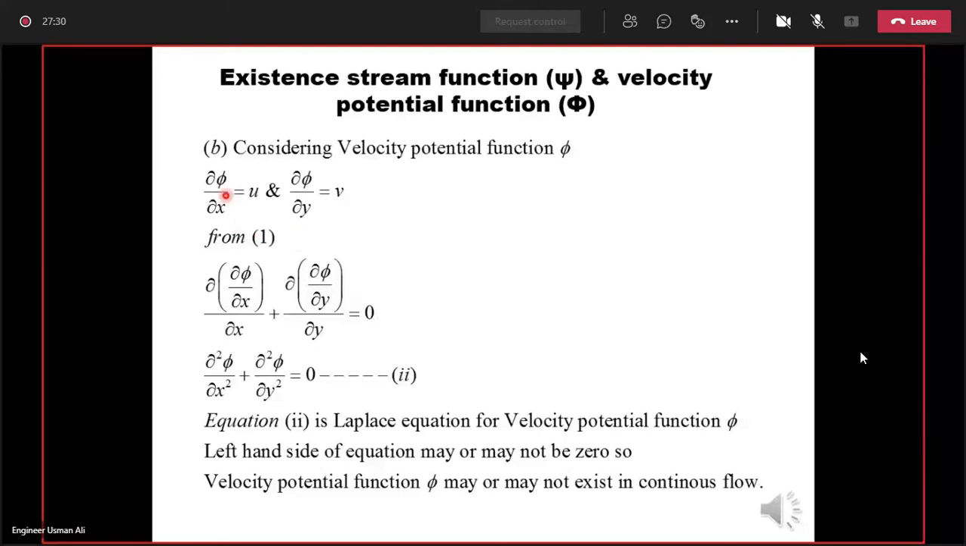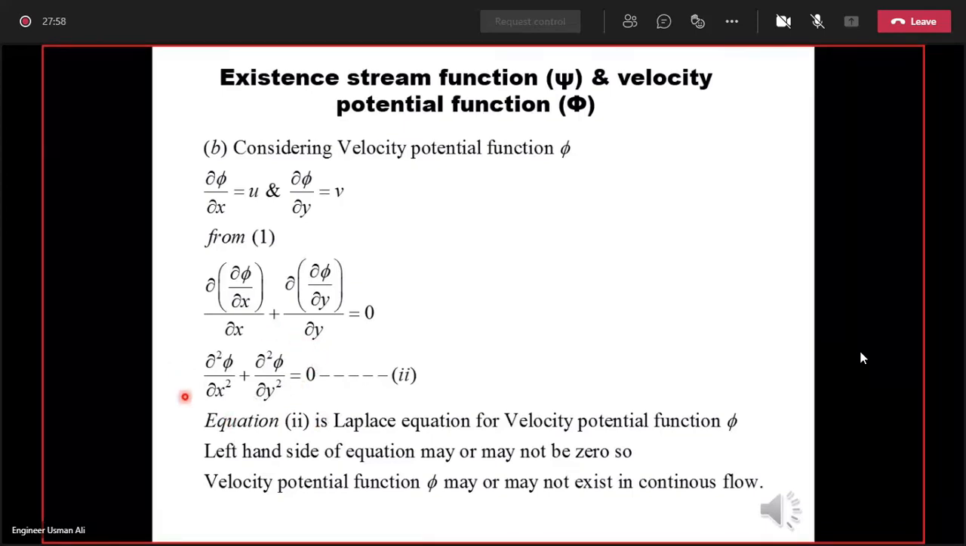So putting the values of u and v and further simplifying, partial square phi over partial x square plus partial square phi over partial y square will be 0. So equation number 2 is known as the Laplace equation of the velocity potential function in differential form. This is the differential equation of the velocity potential function, which is a Laplace equation.